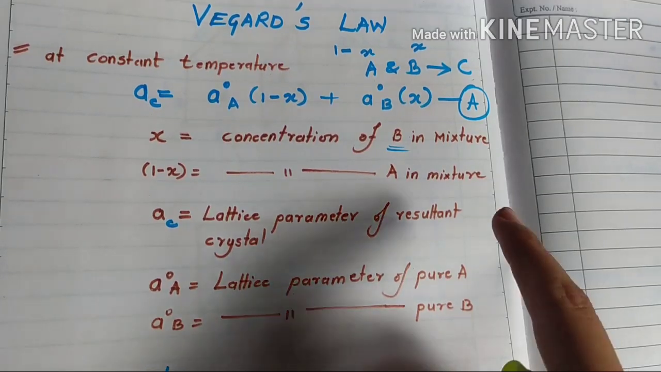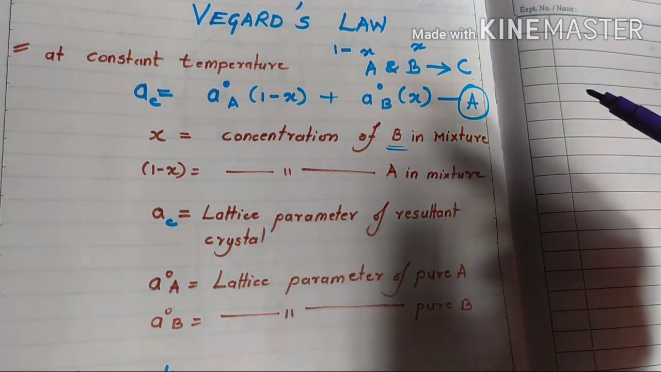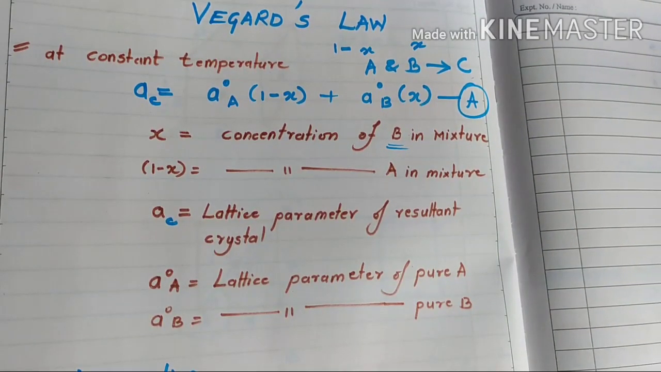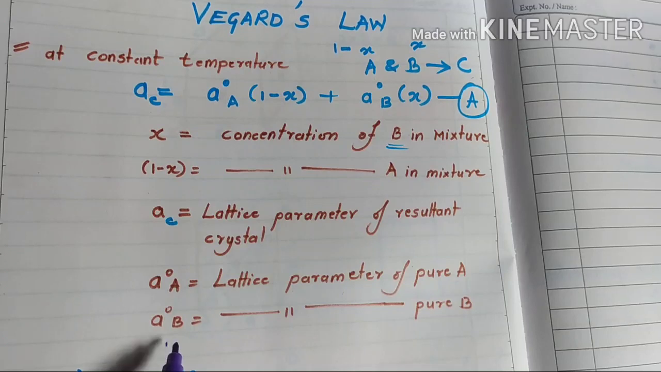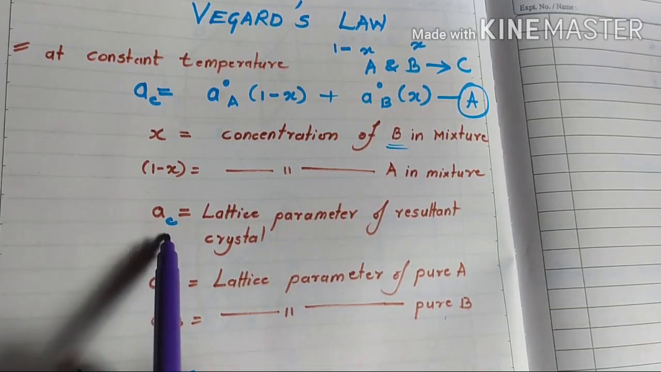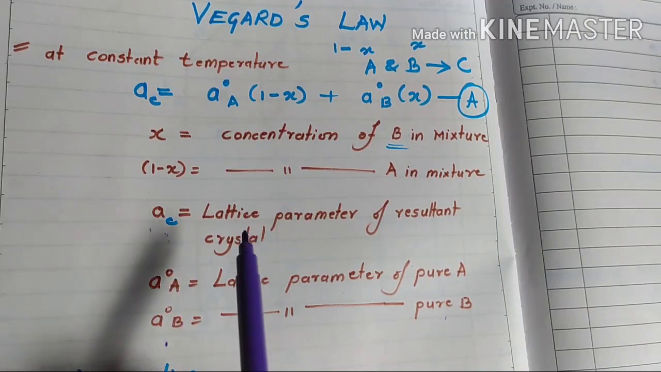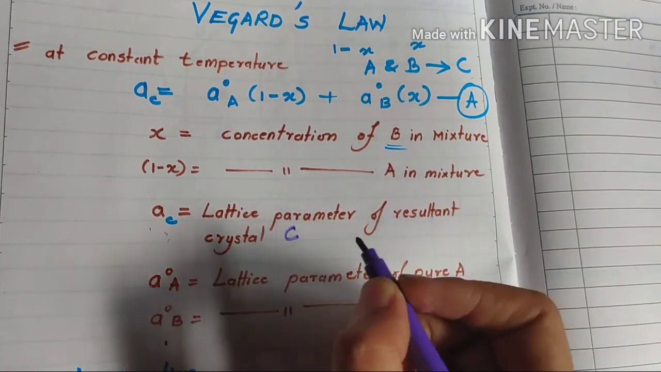What is the formula? It is displayed by equation number A. Now it says at constant temperature, the formula displayed by A is the formula for Vegard's law. In this formula, A naught A is nothing but the lattice parameter of pure A. A naught B is the lattice parameter of pure B. A and B combine together to form crystal C. A C would be the lattice parameter of the resultant crystal C.